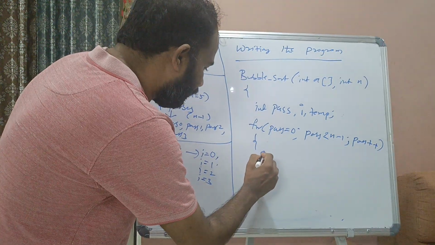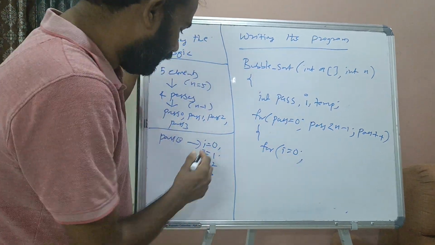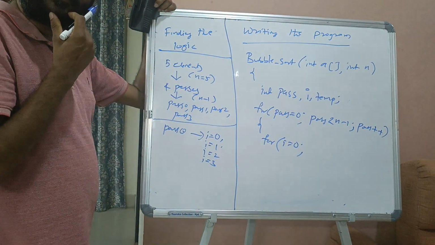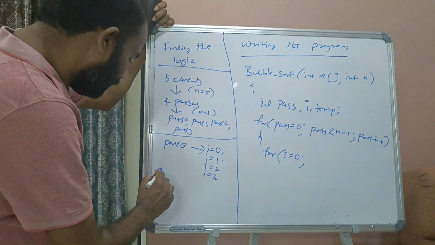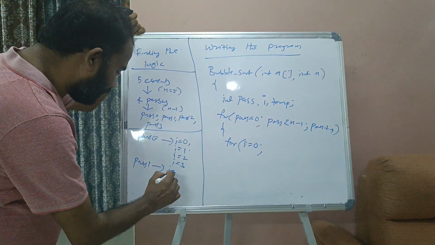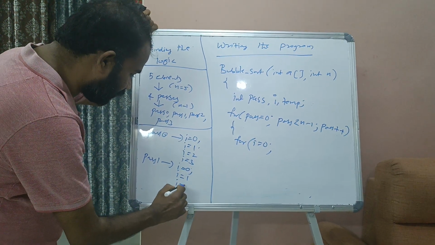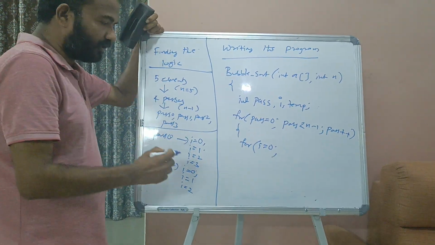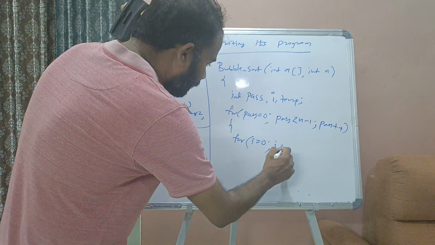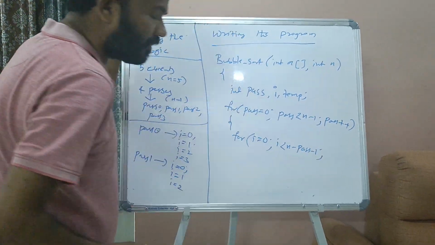So I am going to write a for loop, I is equal to 0, right? How to write the logic for this one? How to write the condition for this one? Suppose pass 1. Pass 1 means I is equal to 0, I is equal to 1, I is equal to 2. So simply I am going to write for this one I less than n minus pass minus 1.